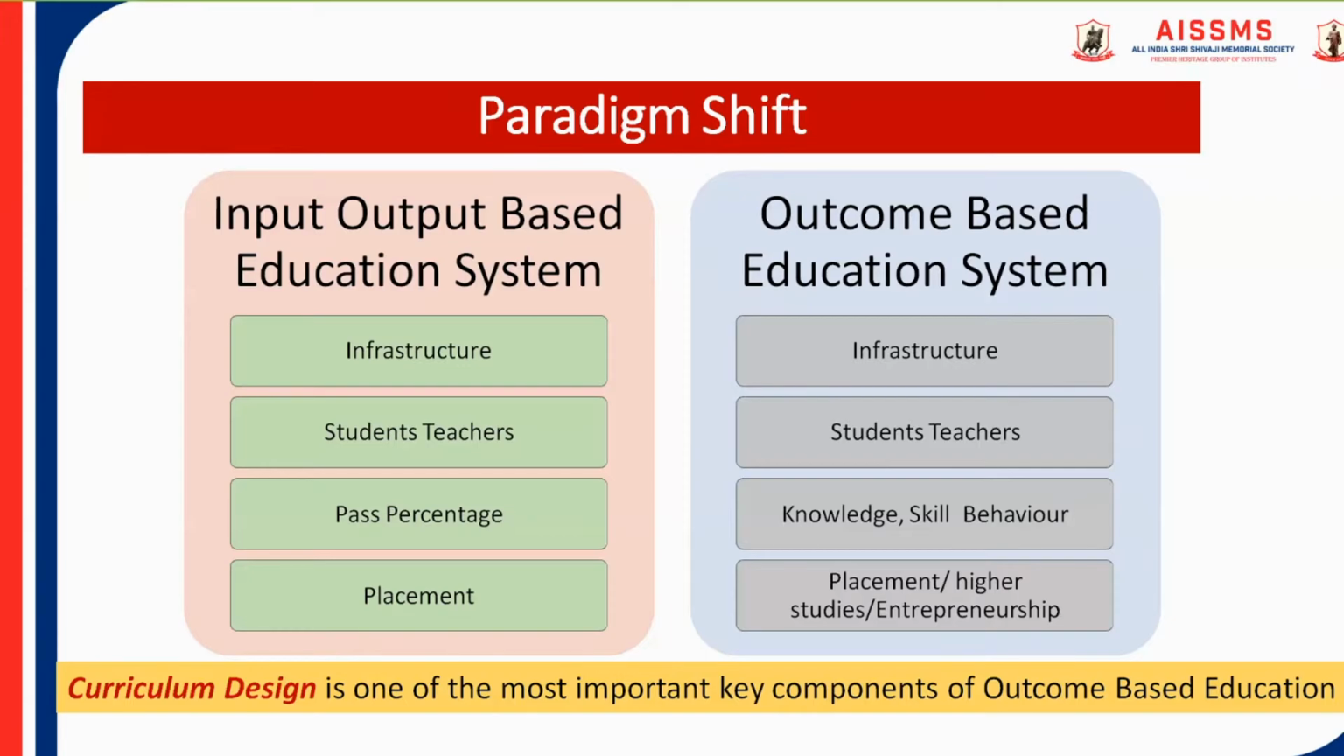Moving on to the fourth point, placement. Placement was earlier seen only in terms of numbers. Today, along with placements, we look at the pay package and in which companies they are placed, whether in core companies or just in some KPOs, BPOs or software companies. Importance is equally given to higher studies and also entrepreneurship activities.